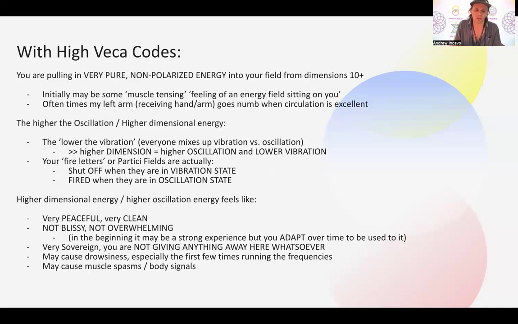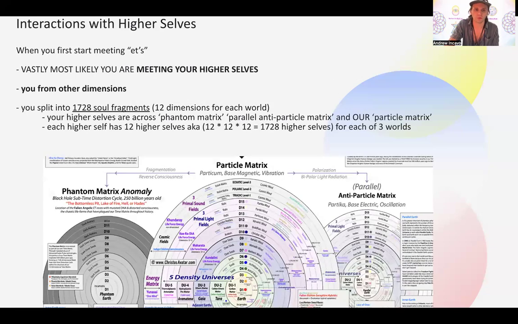It may cause drowsiness the first few times during these frequencies. Higher dimensional frequency can make you drowsy because your body isn't used to running such high frequency, and it can take a lot of energy from you. So hydration is very important. Reverse osmosis water with Celtic sea salt is your liquid IV. Also, coconut water is very good too. And then it may cause muscle spasms and body signals. We talked about those signals being messages from your higher selves or your guardian councils.